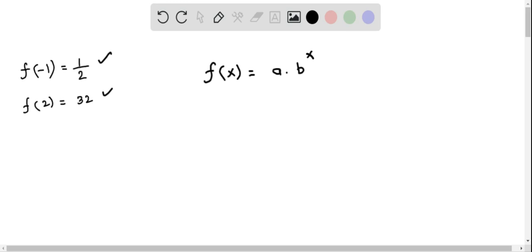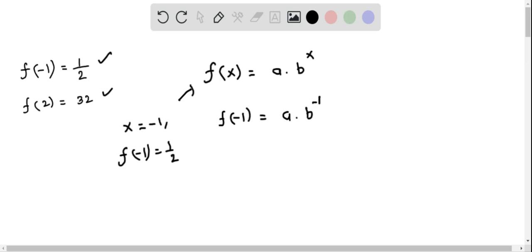So first let's use this point, that is f of negative 1 equals half, and this means we plug in x equal to negative 1. So I replace x by negative 1, so it becomes f of negative 1 equals a times b raised to the power of negative 1. F of negative 1 is a half, so this becomes a half equals a times b to the power minus 1. Let's say this is equation number 1.